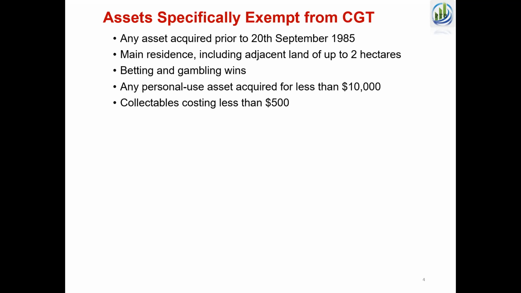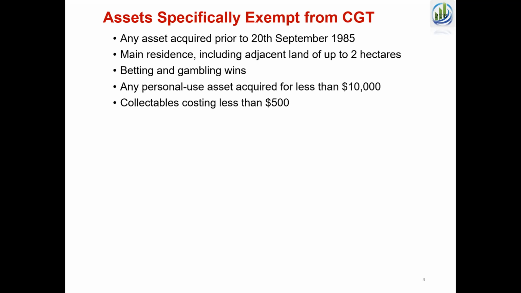Right? So for a collectible, it is the purchase price that matters, not the sales price. If you purchase any collectible for less than $500, you don't need to calculate the capital gain. If your personal assets were purchased for less than $10,000, you don't need to pay the capital gain. However, for other assets, even if you purchase for $1, you're required to pay the capital gain. So these two rules are only applicable to personal use assets and collectibles. But for other assets, if you purchase for $10 and sell for $20,000, you still have to calculate it.